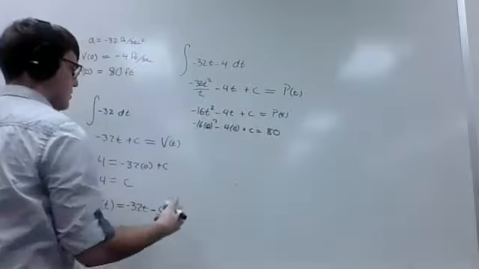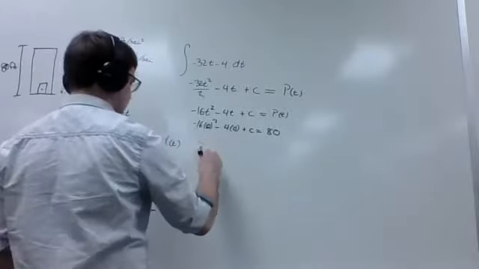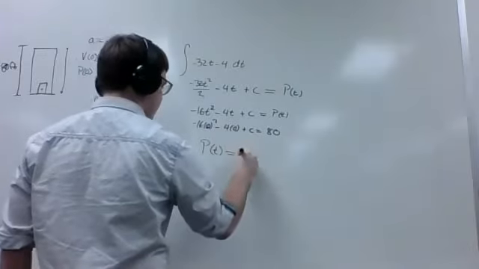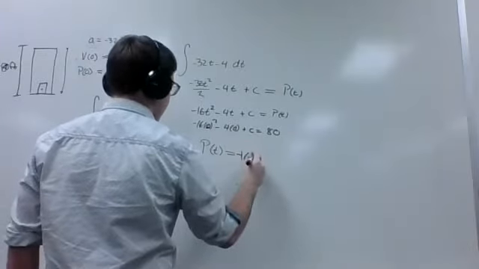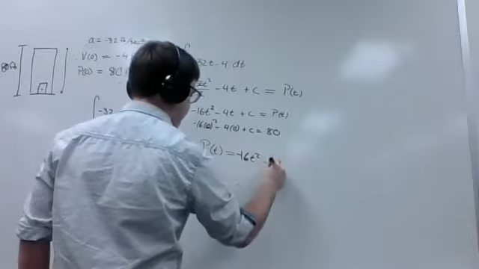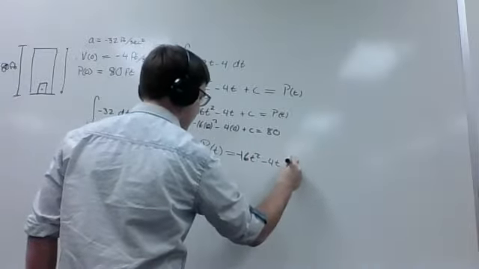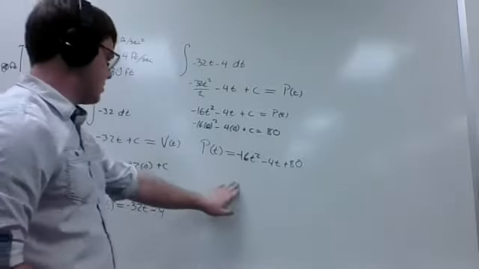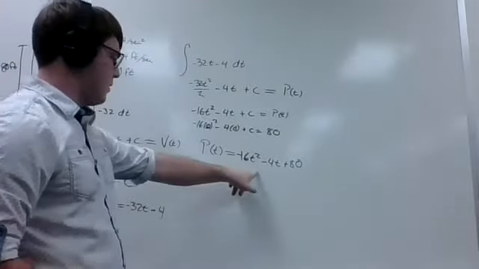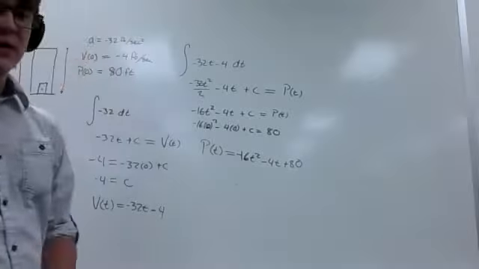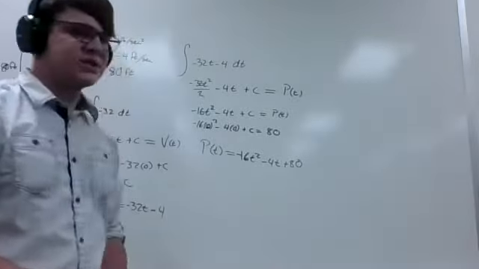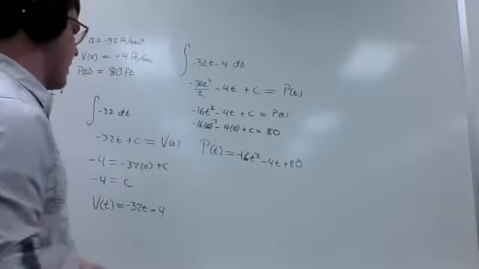And our c value is simply 80. So we can rewrite this as a function of position. And this would give us our position with respect to time. So we could guess at any time, and it would tell us what our position is at that specific time.